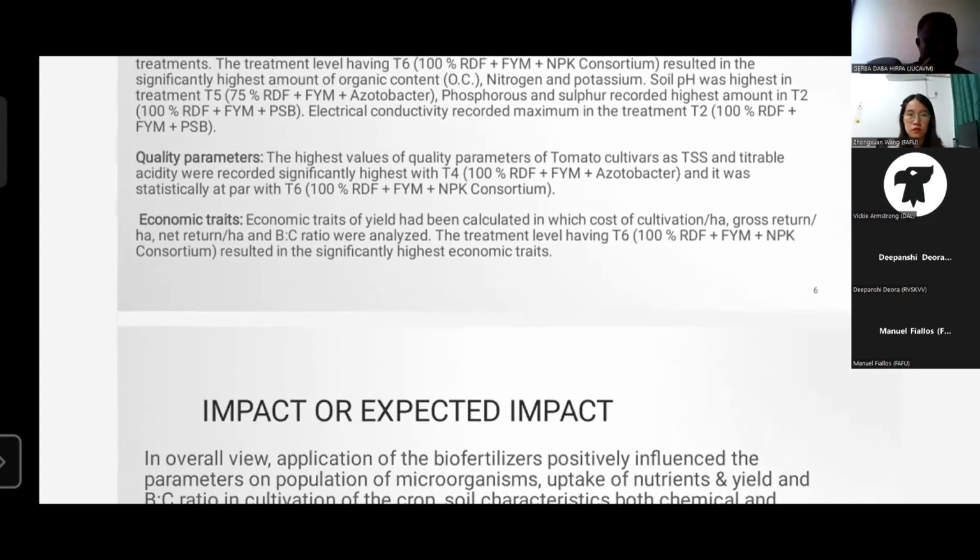For quality parameters, the highest values of TSS and titrable acidity of the tomato cultivar were recorded significantly highest with T4, that is 100% RDF plus FYM plus azotobacter, and it was statistically at par with T6, that is 100% RDF plus FYM plus NPK consortium. Economic traits: cost of cultivation per hectare, gross return per hectare, net return per hectare, and BC ratio were analyzed. The treatment T6, that is 100% RDF plus FYM plus NPK consortium, resulted in significantly highest economic traits.